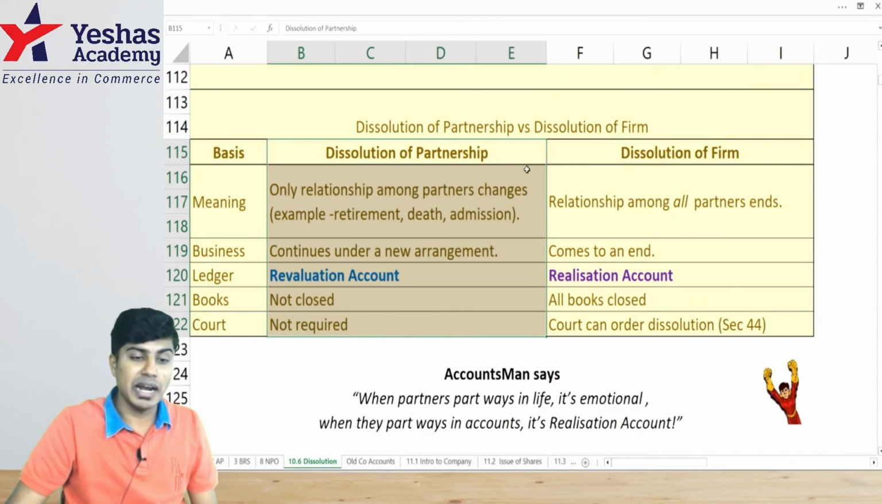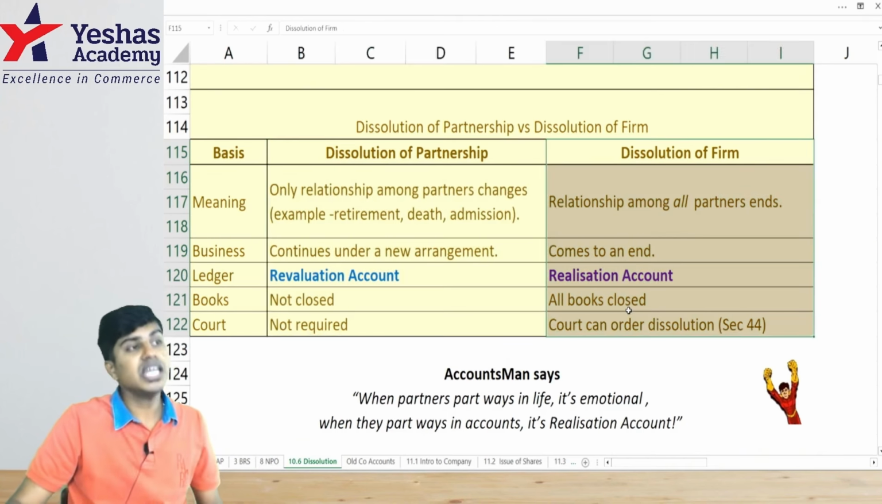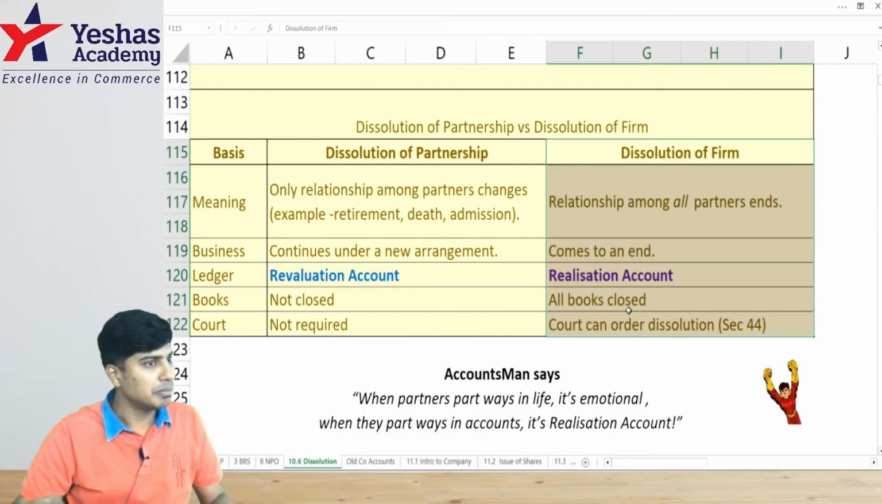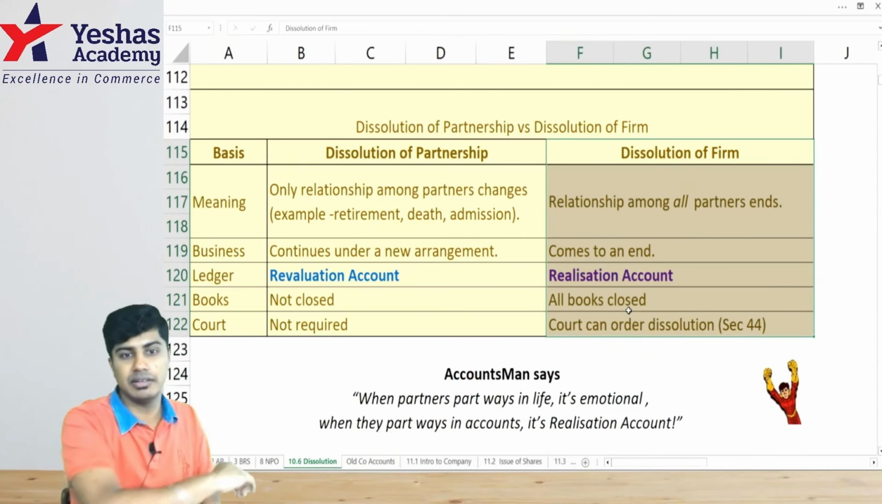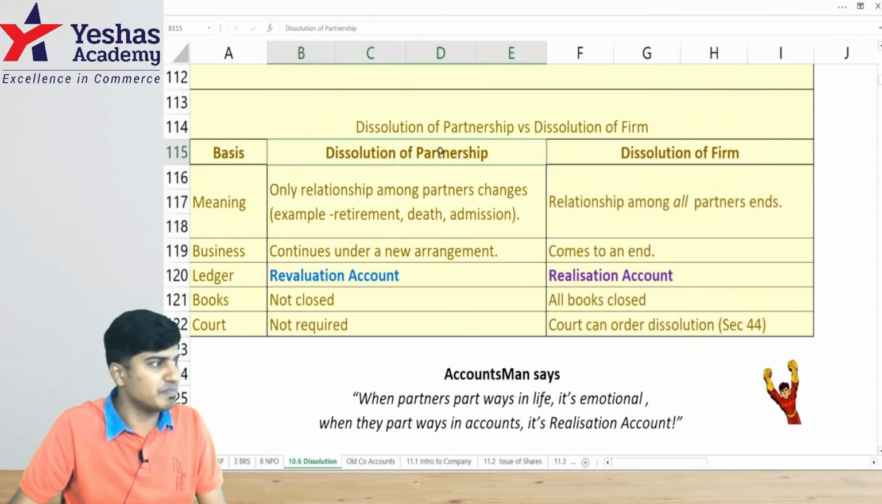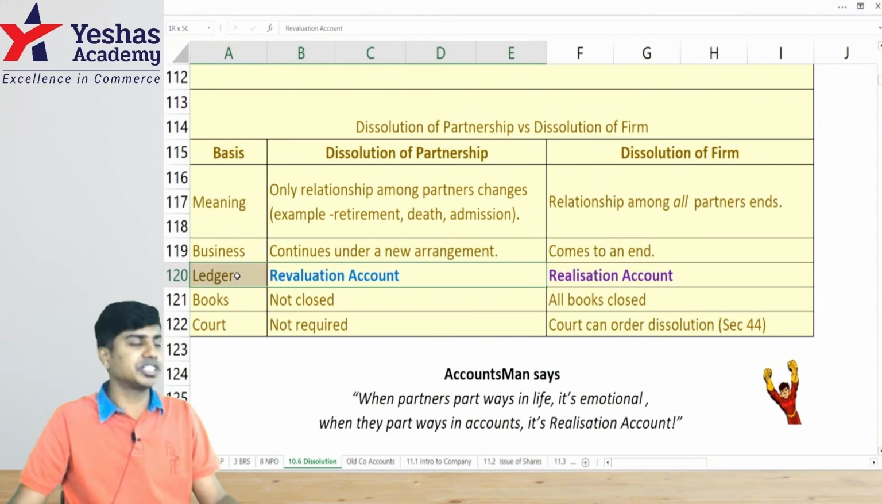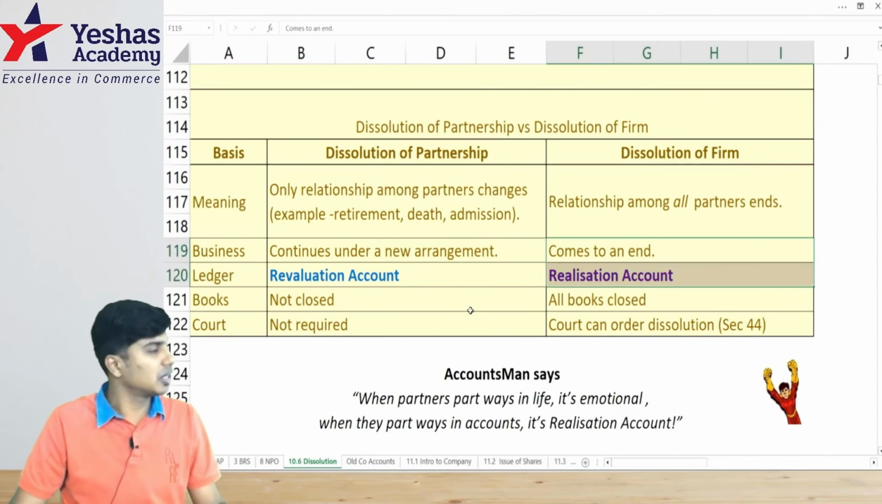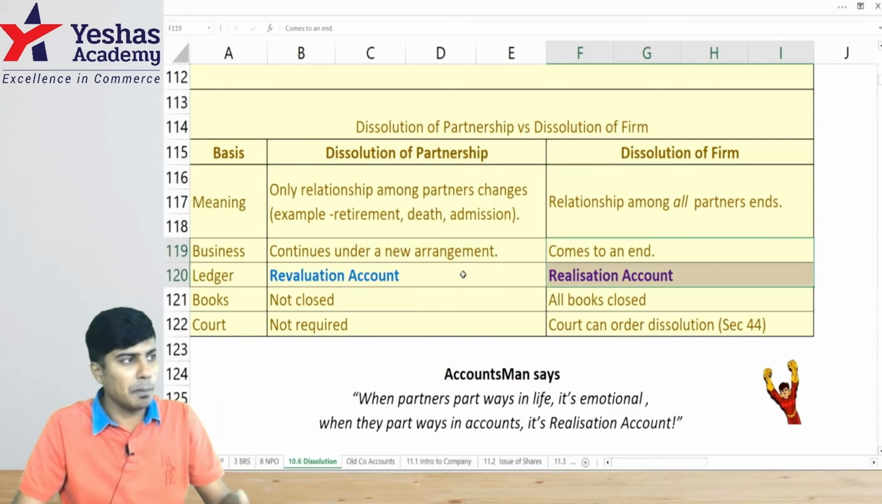Whereas in dissolution of partnership firm, we sell the assets, pay the liabilities, settle the capital. Basically, the business comes to an end. Business will not continue. In the case of dissolution of partnership, that is reconstitution of deed, we prepare revaluation account. But in the case of dissolution of firm, we prepare realization account. I hope you have understood topic 1.